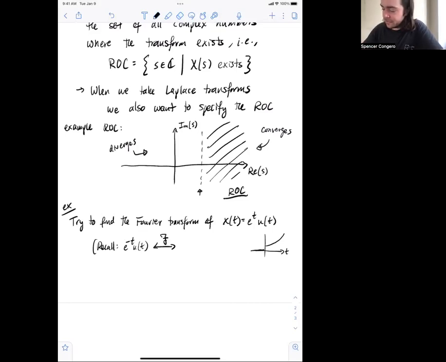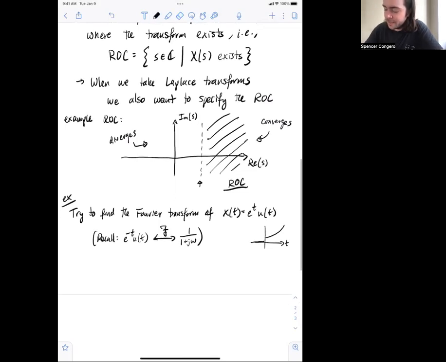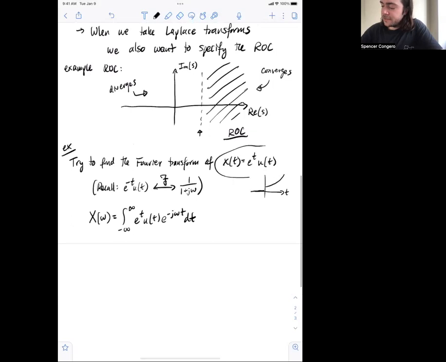Okay, so we already saw the Fourier transform of e to the negative t u of t is 1 over 1 plus j omega. Now we're doing e to the positive t, and we're not going to be successful, but let's try anyway. All right, so the Fourier transform would be this integral, e to the t u of t, e to the negative j omega t dt. All right, that's our Fourier transform of this function.